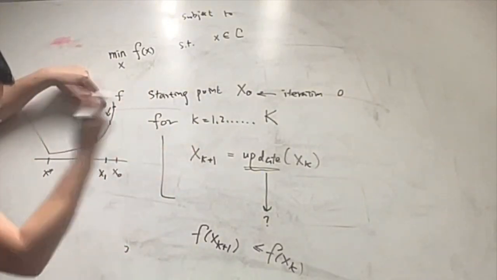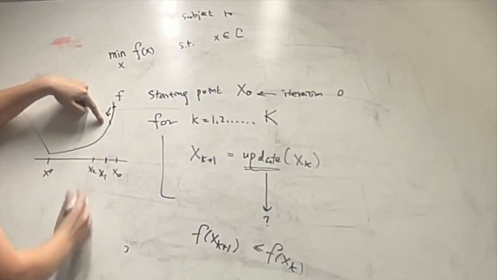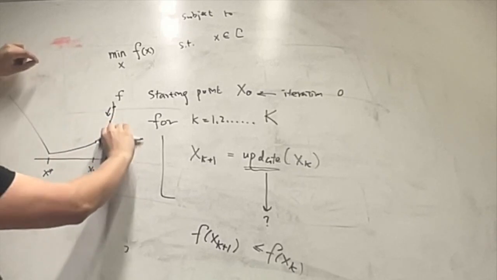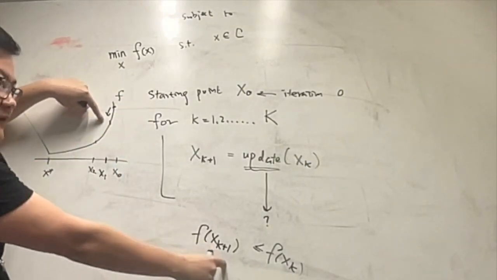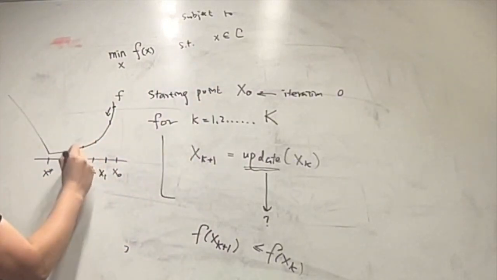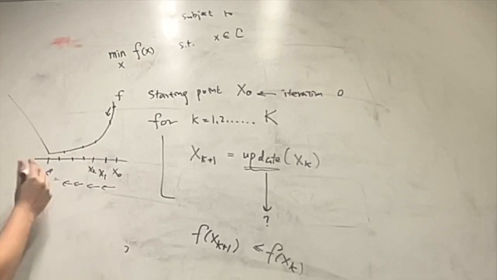And then what? In the second step, the algorithm said that move from here to here, okay? This is x2, so now I have f here. This f value, the y-axis value, is lower than this y-axis value. Function value goes down. Good. And then so on. I keep moving until what? You see, this is moving like this until I reach this point.